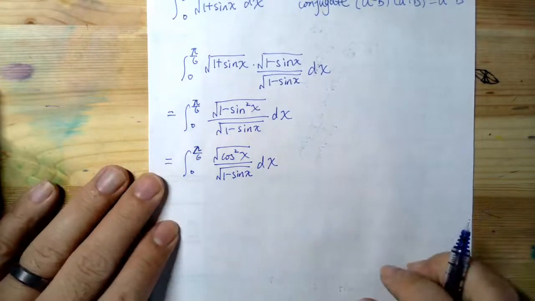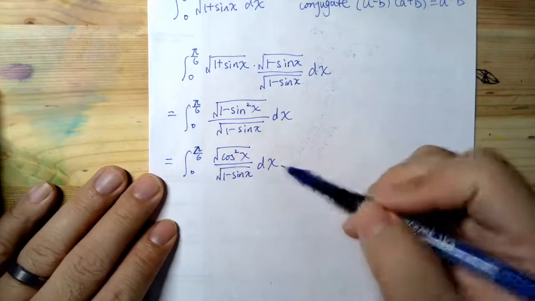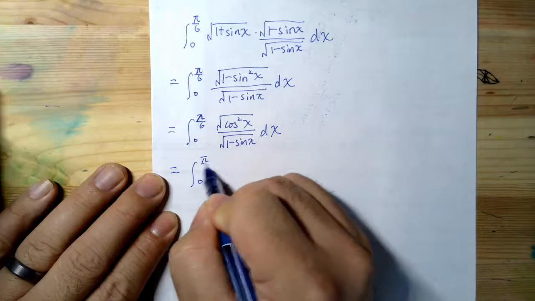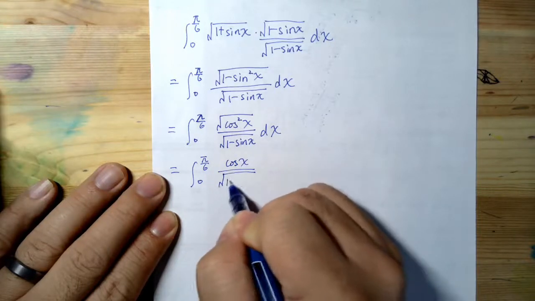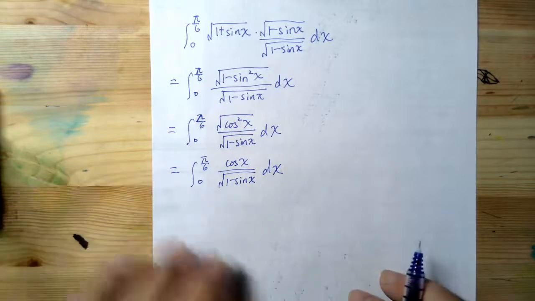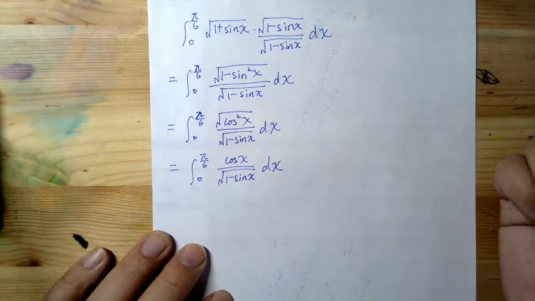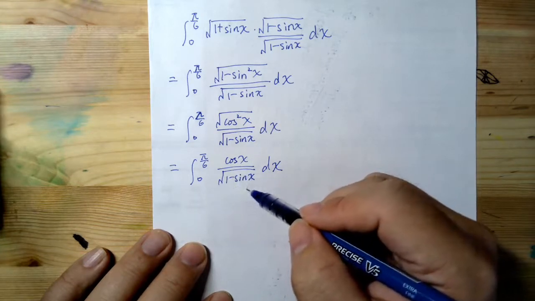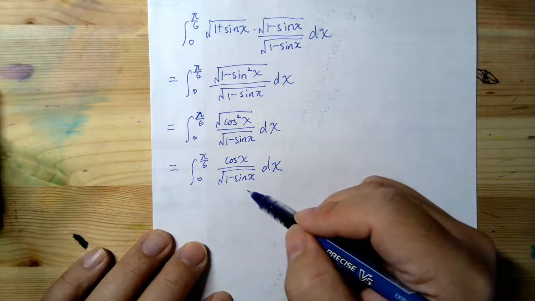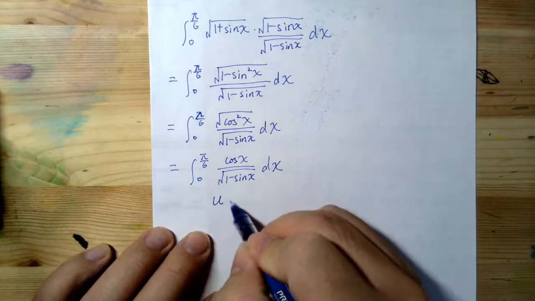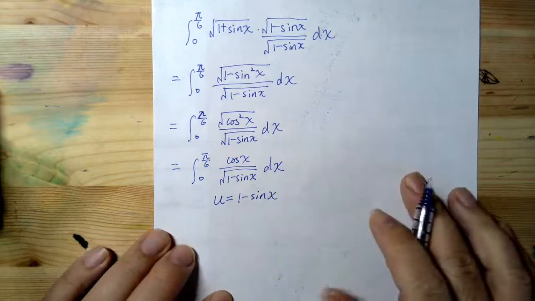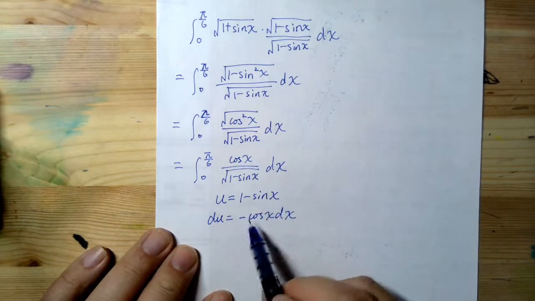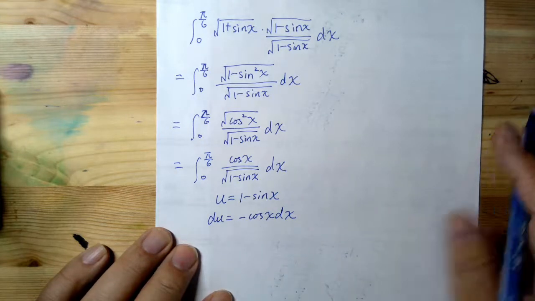Since x is from 0 to pi over 6, cosine of x is a positive number, meaning I can get the integral from 0 to pi over 6 of cosine x over the square root of 1 minus sine x. So now things become a little bit better. Why? Because if we make a u substitution, if we let u equal 1 minus sine x, then du is going to be negative cosine x dx. We have cosine x dx, so that is exactly negative du. So far it's very good.